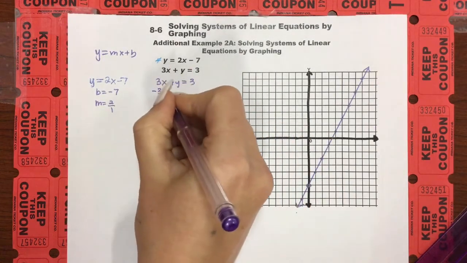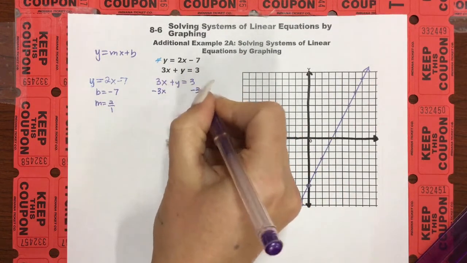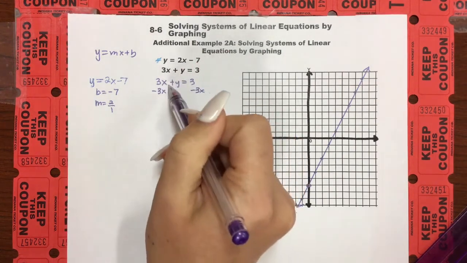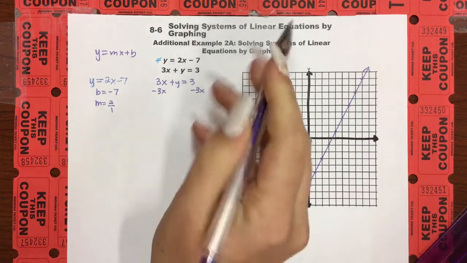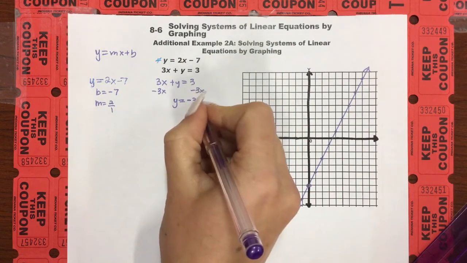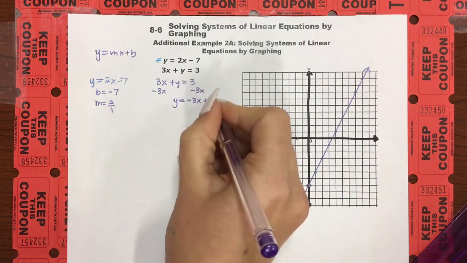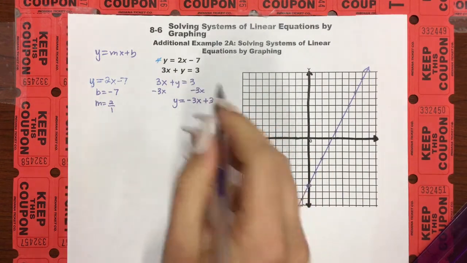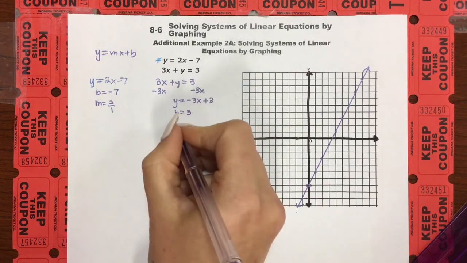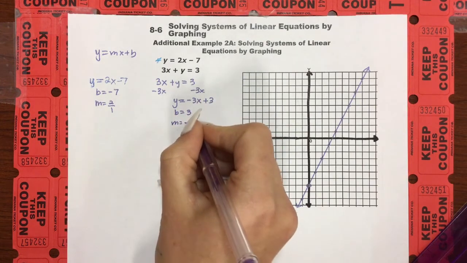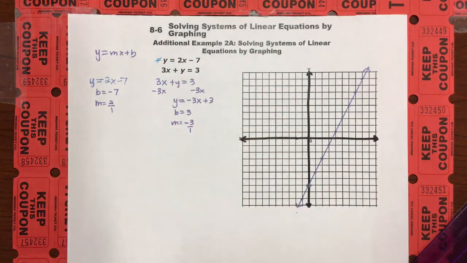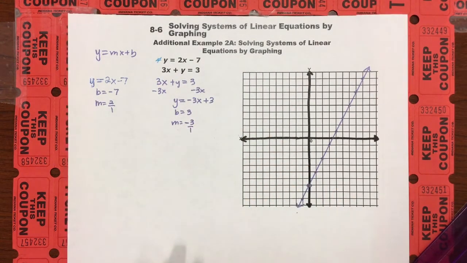Simple, all I do is subtract a 3x from both sides because I'm trying to get y by itself and 3x is around it, so I'm going to do the inverse operation. 3x is positive, so the inverse is negative. I'm left with y equals -3x plus 3. That means my y-intercept is 3, and my slope is -3 over 1.